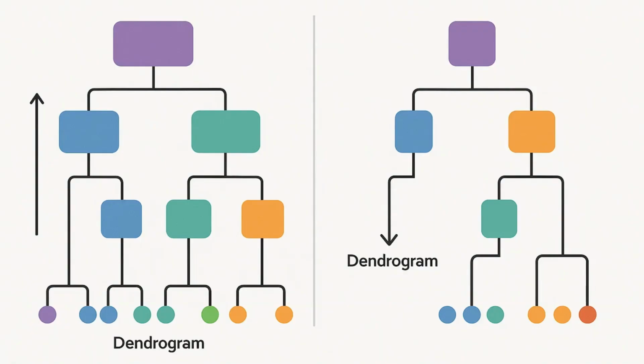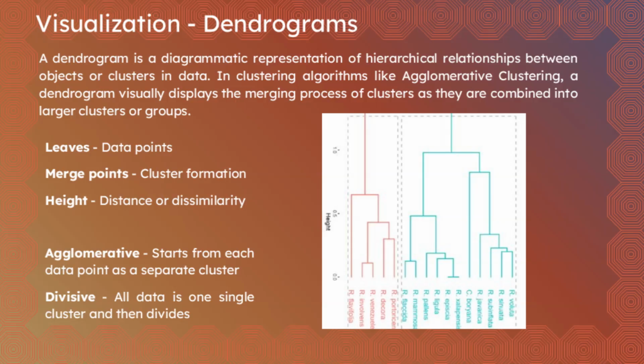In agglomerative clustering, we start with each data point as its own cluster and merge them progressively. In contrast, divisive clustering starts with all data points in one big cluster and splits them apart. The dendrogram helps us visualize and understand this entire clustering process from beginning to end.